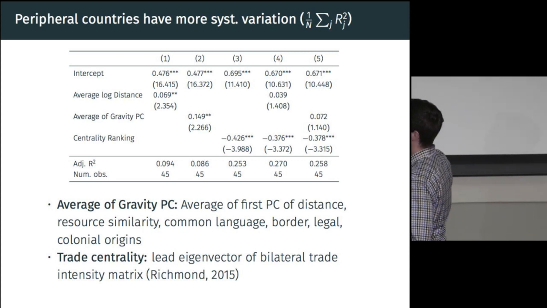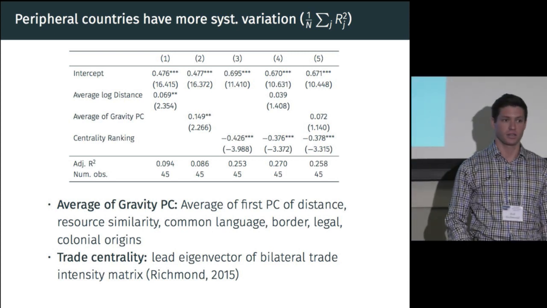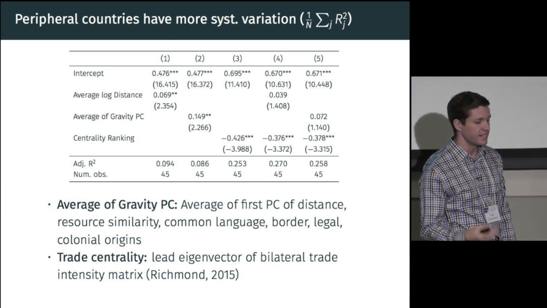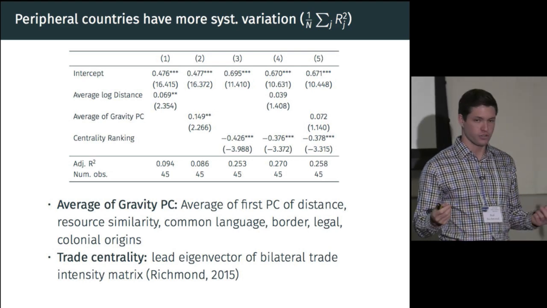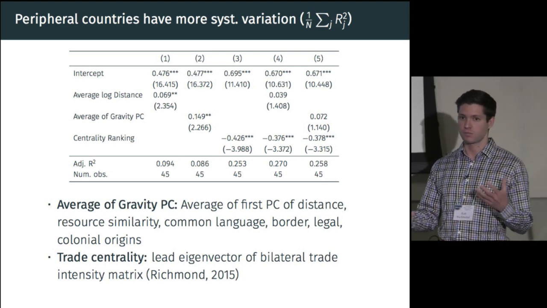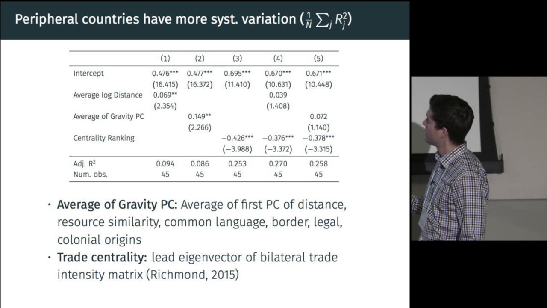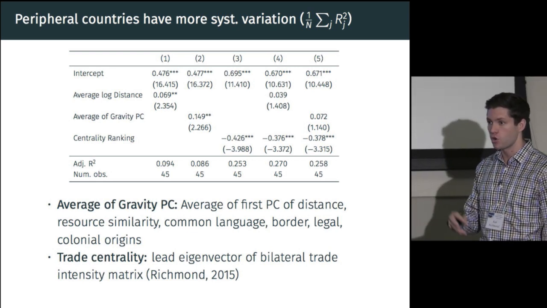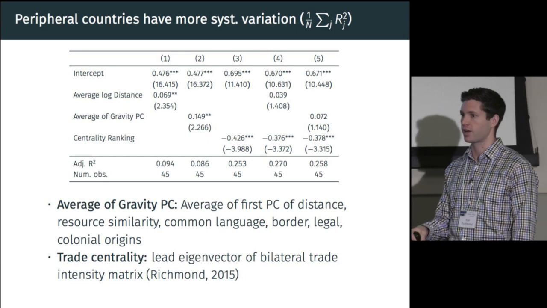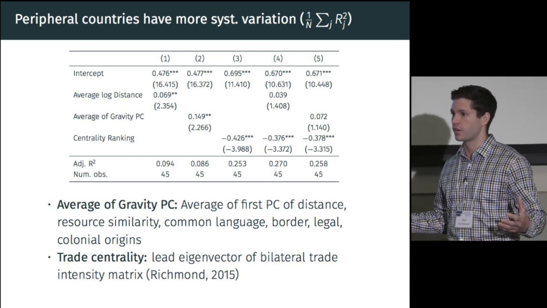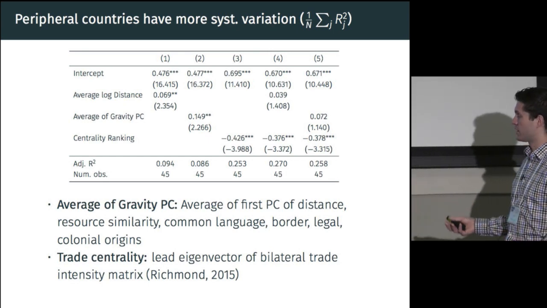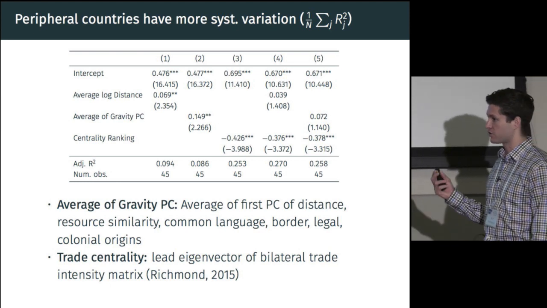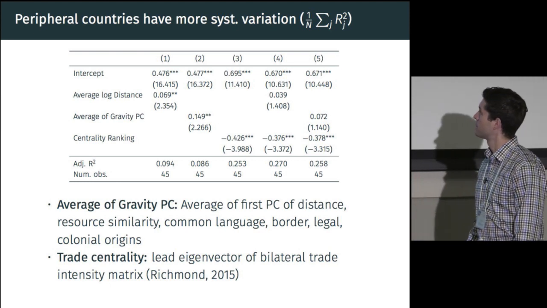The last thing that we can do is take a measure of a country's position in the global trade network, the lead eigenvector of a matrix of bilateral trade intensities. This just measures your position in global trade. Turns out that countries that are very central in the global trade network don't have very much systematic variation in their bilateral exchange rates. And countries that are very peripheral have a lot of variation in their bilateral exchange rates, at least a lot of systematic variation.